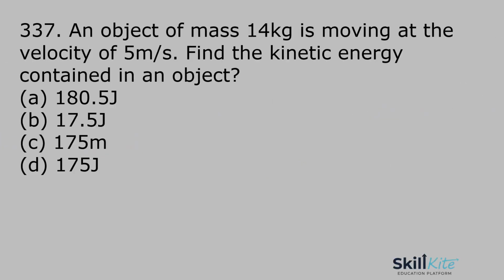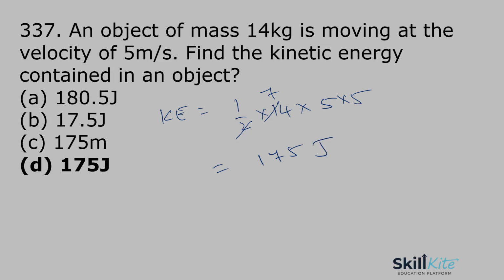An object of mass 14 kg is moving at a velocity 5 meter per second. Find the kinetic energy contained in an object. So kinetic energy, that is equals to half into 14 into 5 into 5. Okay, 25 sevens are how much? 175. Okay, joules. Option D.